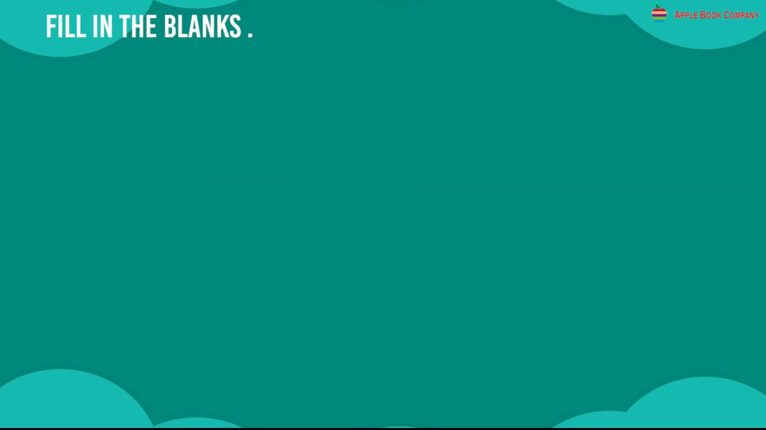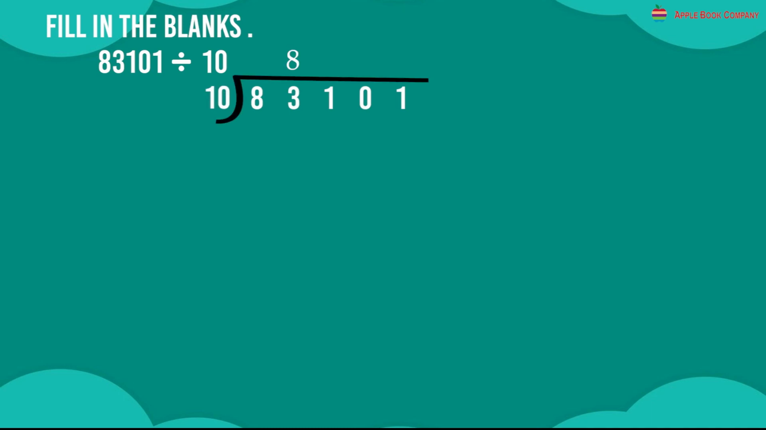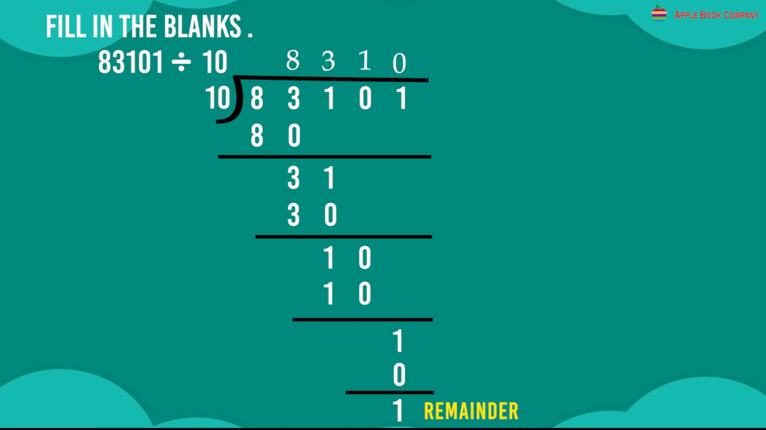Fill in the blanks. 83101 divided by 10. We know that when we are dividing a number by 1 followed by zeros, the remainder would be 1 and the quotient will be the rest of the numbers, which is 8310.